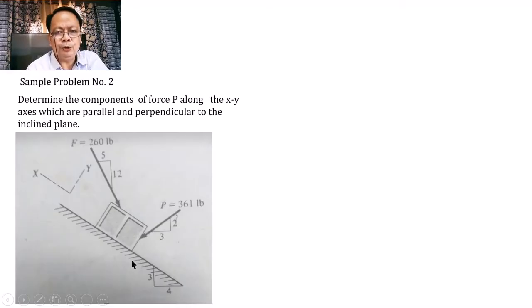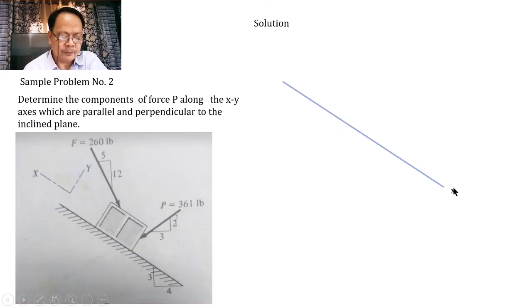So the two mutually perpendicular axes are not necessarily the horizontal and vertical axes. So how are we going to do it? Let us try to simplify the illustration by drawing first our inclined plane in this direction. Here is our inclined plane, and let us call this plane our x-axis. The plane makes an angle of 3 vertical and 4 horizontal. Let us define that angle as angle beta.